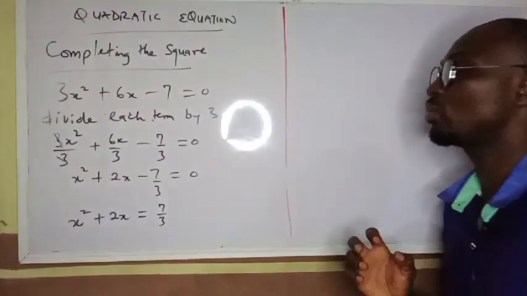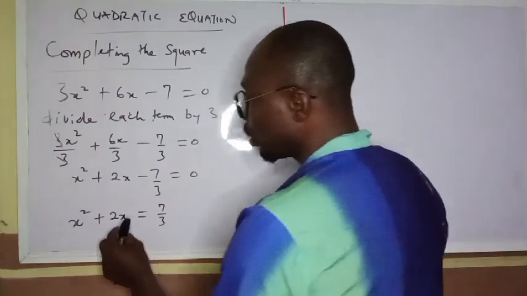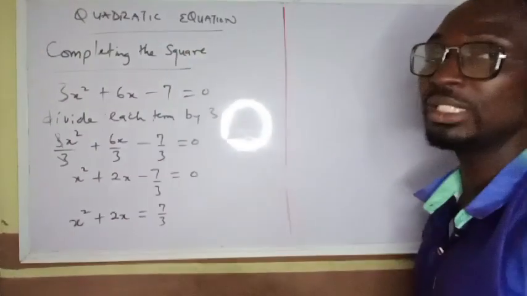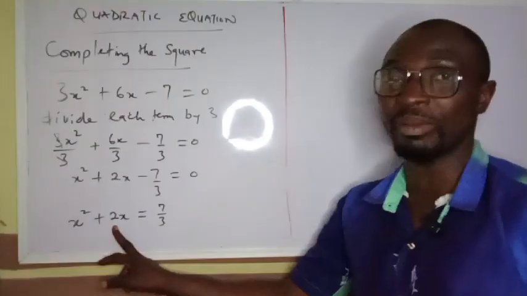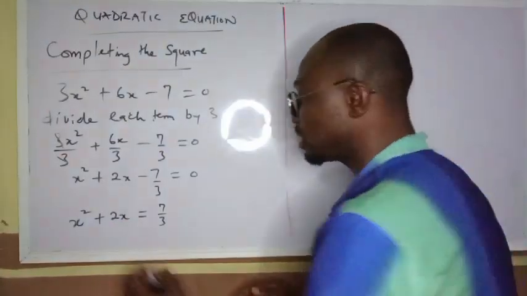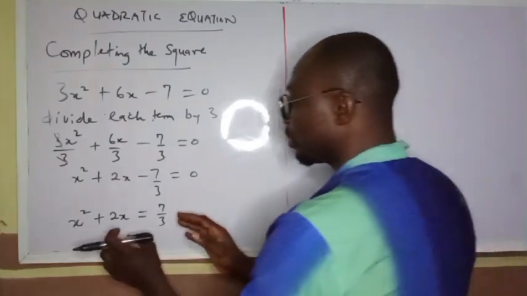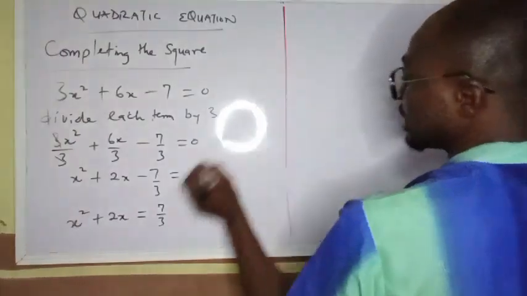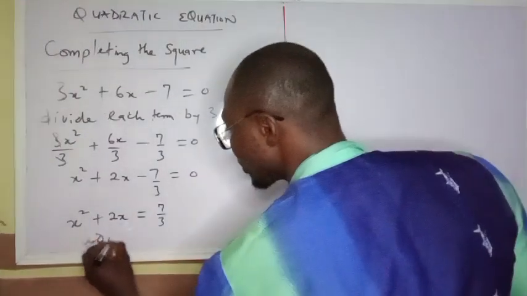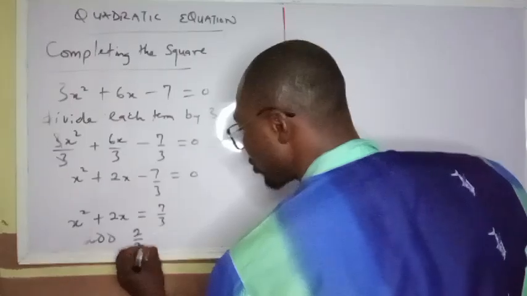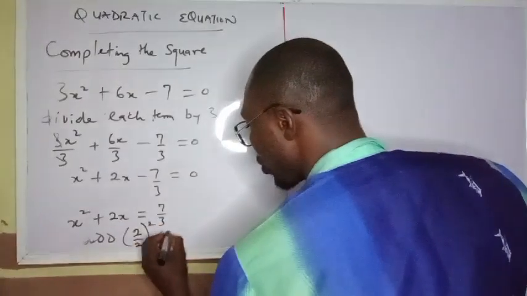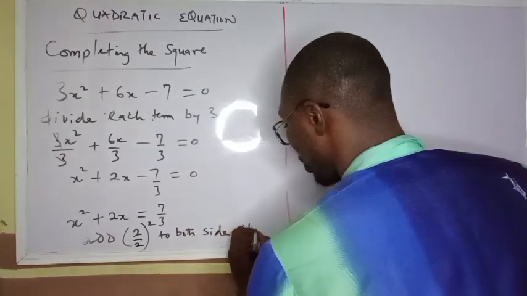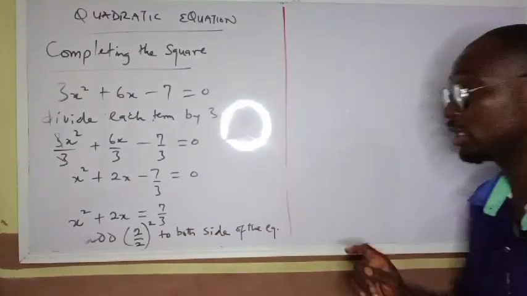Now we look at the coefficient of x. What is the coefficient of x? Which is 2. We will divide the coefficient of x by 2 and square it. When we do that, we add it to both sides of the equation. That is, add 2 divided by 2 squared to both sides of the equation. That's another step.